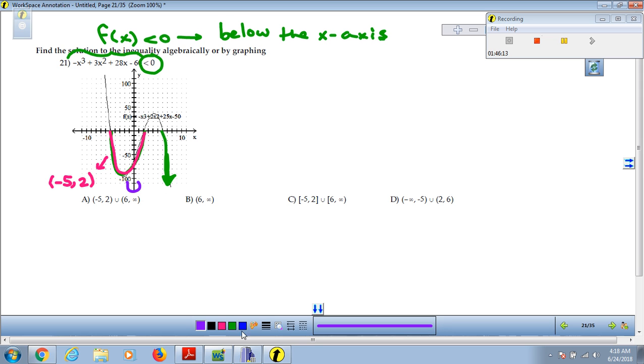then union, and then what's this piece going to be? Starts at 3, 4, 5, 6. 3, 4, 5, 6, yes. All the way to infinity, because it's going to move to the right in an infinite way. So this would be my answer together. -5 to 2, union 6 to infinity. So A, letter A. That's the answer. Okay. So f of x less than 0, you're looking for the pieces of the graph that are laying below the x-axis.